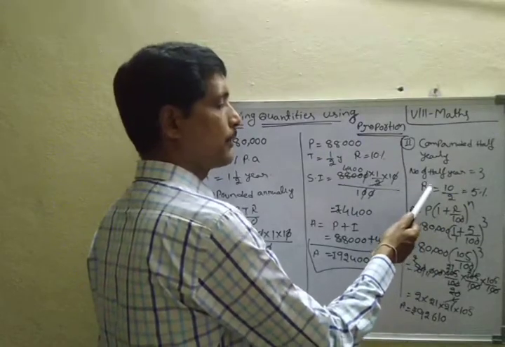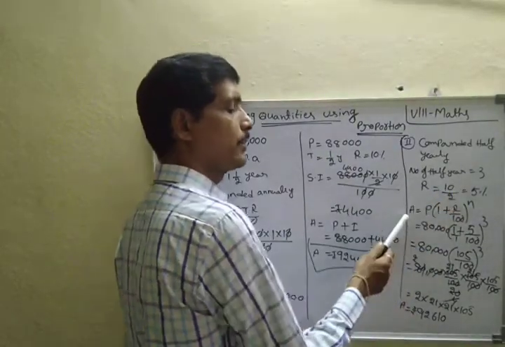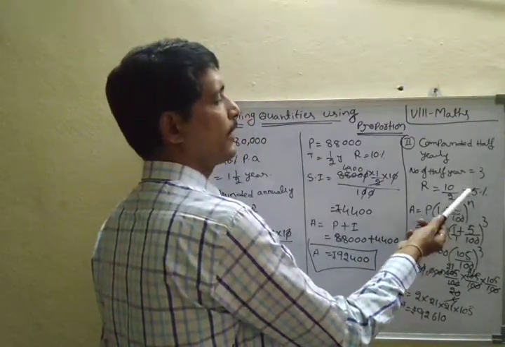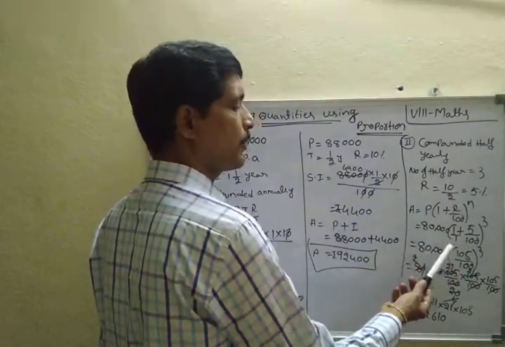Therefore, for compounded half yearly, the number of half years equals 3. For half yearly, the rate of interest changes: 10 by 2, that equals 5%. Therefore A equals P into (1 plus R by 100) whole power n, where the number of half years is 3. Substitute everything, P, R, and simplify.